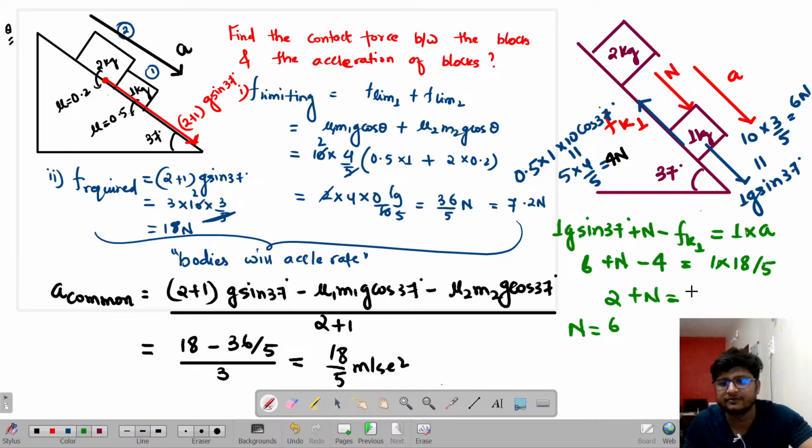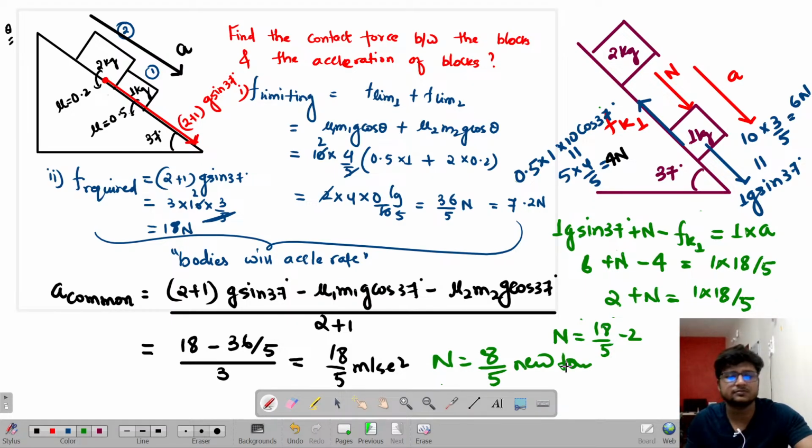1 × 18/5. This is how much? Basically, you can now do the subtraction. N is equal to, simple, 18/5 minus 2. So basically, N is equal to how much? 8/5 newtons. Is that clear or not? That is my contact force. Is that clear or not? Are you able to get me? Clear or not clear?